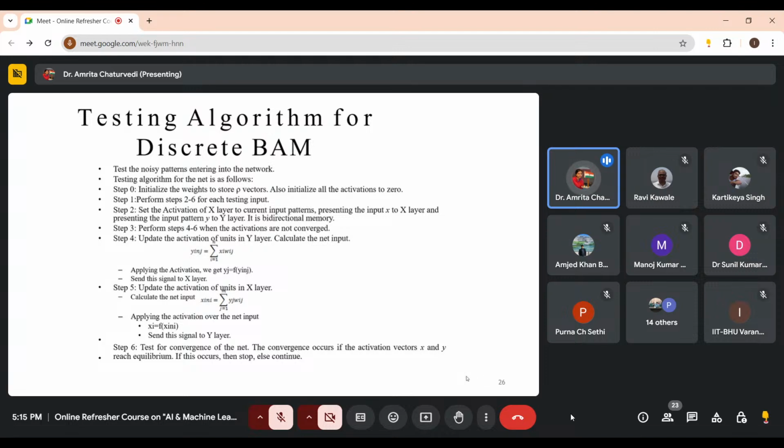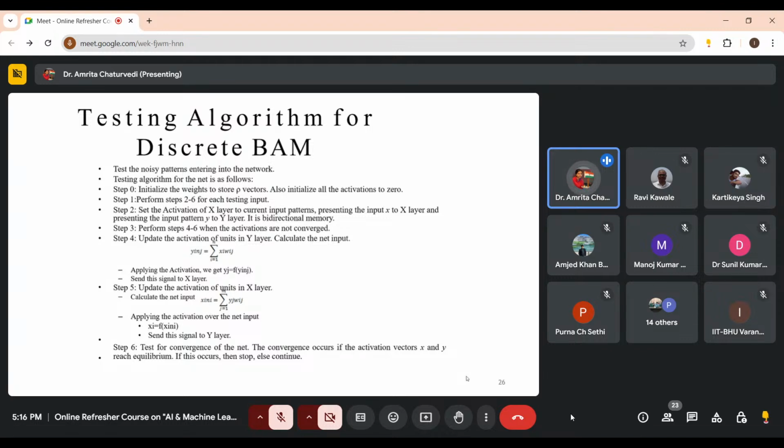You initialize the weights to store P vectors, then initialize all the activations to 0. Then perform steps 2 to 6 for each testing input and set the activation of the input layer, that is X layer, to the current input pattern, presenting the input X to the capital X layer and presenting the input Y to the Y layer. So it is bidirectional memory. Then you perform steps 4 to 6 when the activations have not converged.